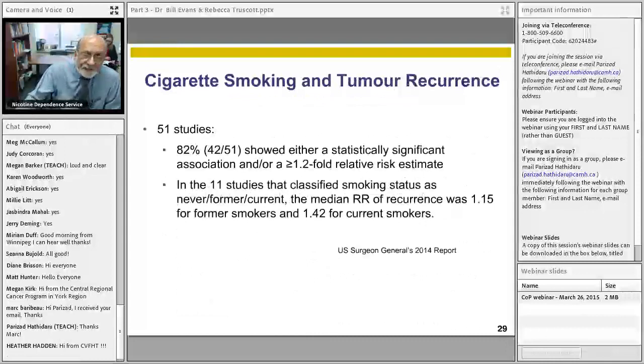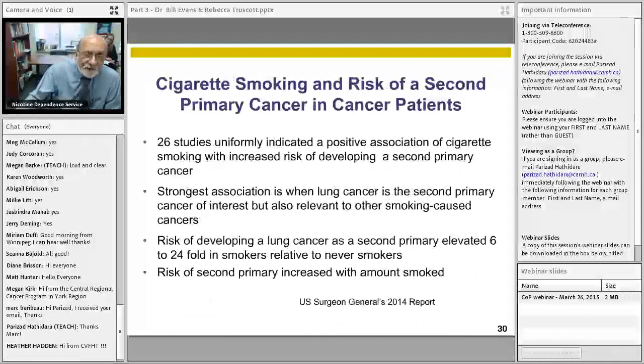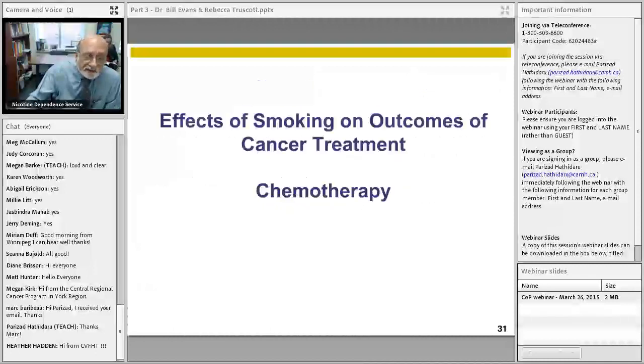So again, one looks to see that continuing smoking while under treatment for cancer has the risk of increasing recurrence, and additionally the risk of second primary cancers, which is well recognized by oncologists because of the strong association of second malignancies in smokers. Most typically that is a second primary lung cancer. And the risk of developing a lung cancer as a second primary is elevated at least 6 to maybe 24-fold in smokers relative to never smokers. So these are important reasons to encourage smoking cessation in patients receiving radiation or surgery.